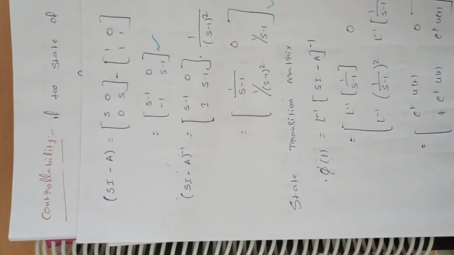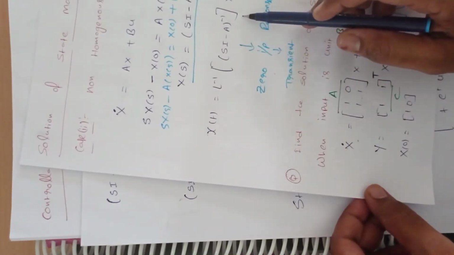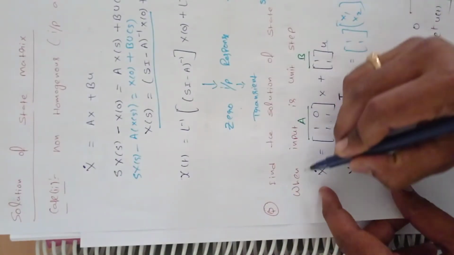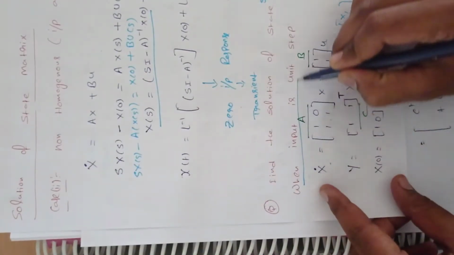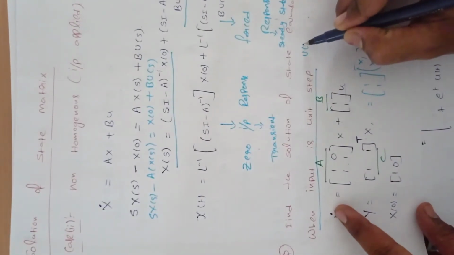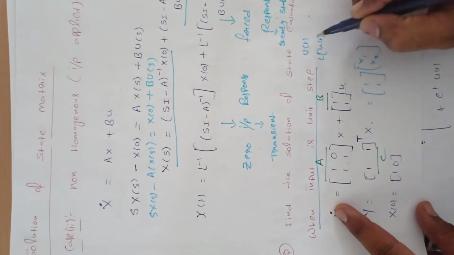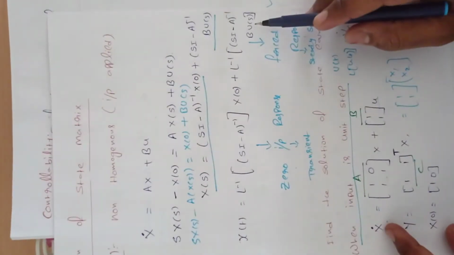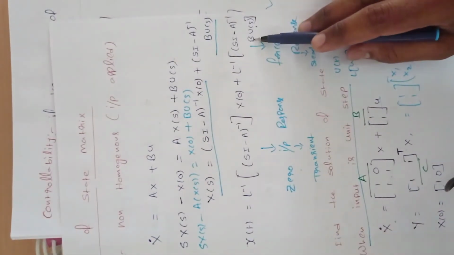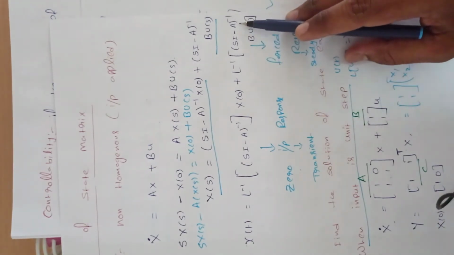So now you have si minus a inverse, right? X of 0 is known, b is known, and observe that the input is a unit step. When the input is a unit step, the Laplace transform of unit step is 1 by s, right? That means your u of s equal to 1 by s. The b matrix is given, and si minus a whole inverse you know.